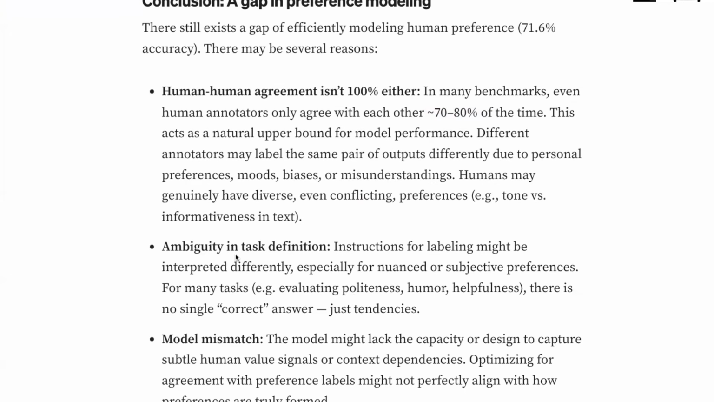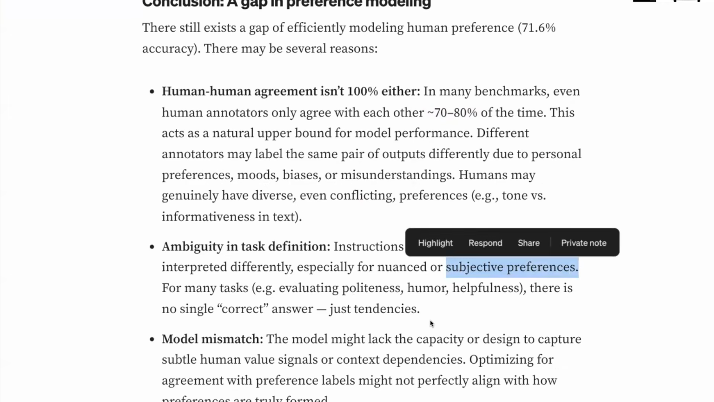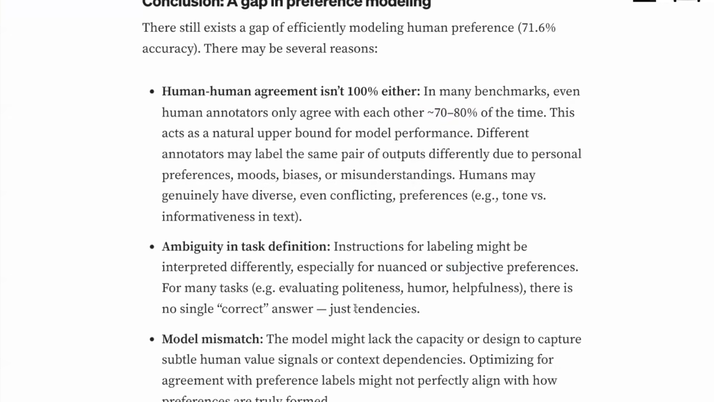And also there can be ambiguity in the task definitions. Basically the instruction needs to be clearer, since it can be interpreted differently by different individuals. And some are just very subjective preferences, right? Some humans may overweight politeness and humor, and some may prefer just helpfulness, how concise and straightforward the answer is.